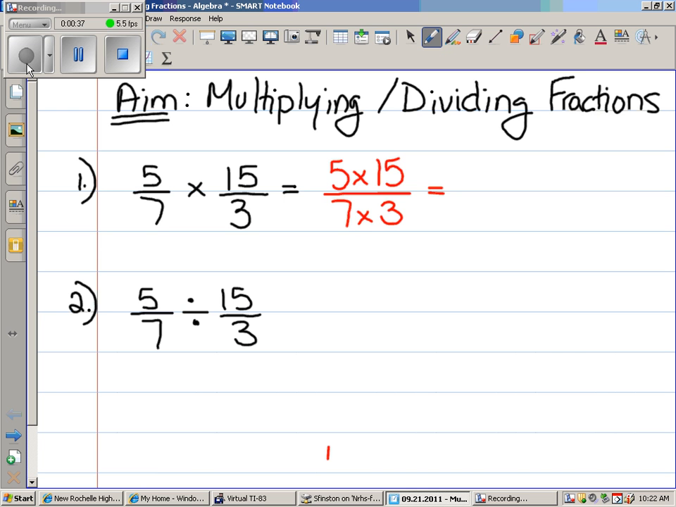Five times 15. Let me think if I could do that in my head. That's going to be 30, 60, 75. 7 times 3 is 21. Do you know anything that goes into both 75 and 21?